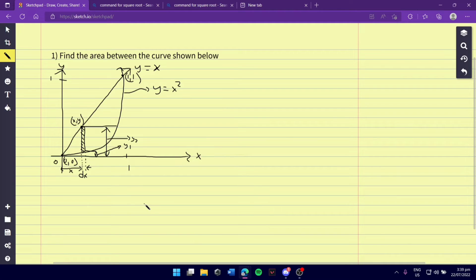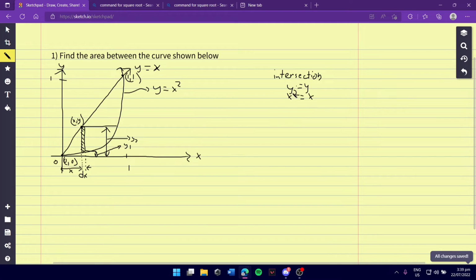So, by the way, in solving the intersection, we will use y equals y. Your y here is x squared, and your y here is equal to x. So we will manipulate it.